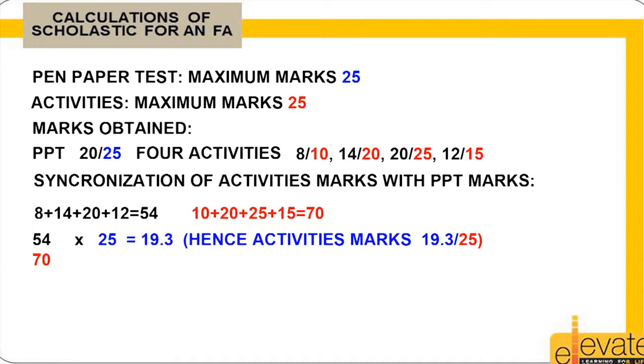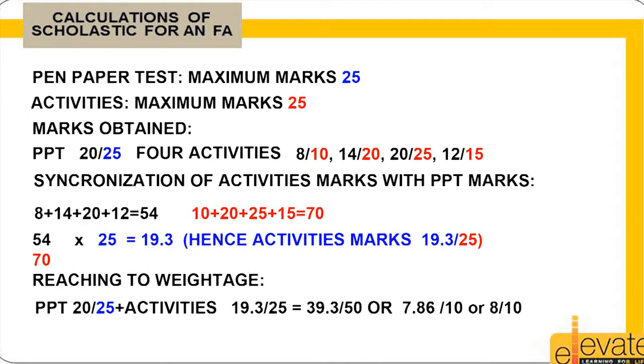Look at this. Reaching the weightage, PPT marks he scored 20 out of 25, activity marks 19.3 out of 25. So out of 50 he gets 39.3, and out of 10, as this is the weightage for one FA, he gets 7.86, meaning out of 10 he gets 8. This way he has scored 8 marks out of 10 in FA1.